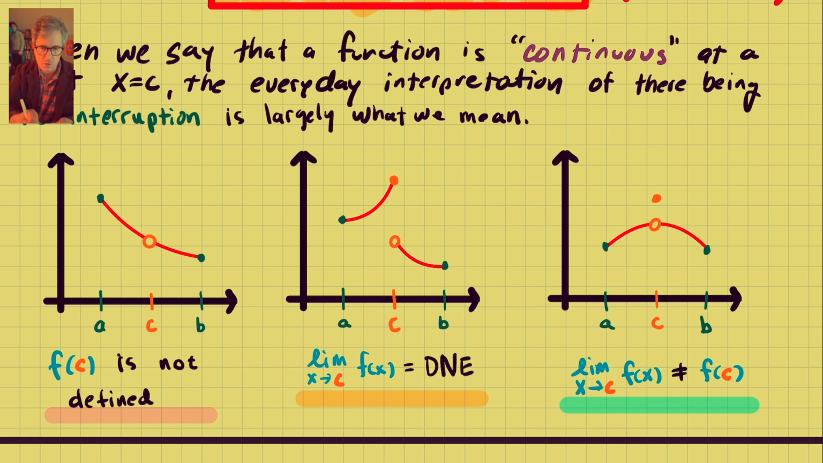Removable means I can adjust one point and I've got continuity. Non-removable means I have to adjust more than one point to make the function continuous. That can obviously occur because of an asymptote, but it can also just occur when you have a gap like this in the function.